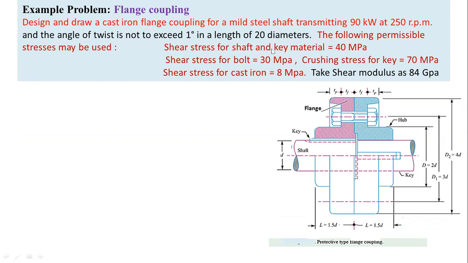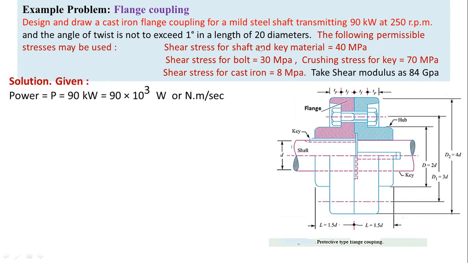Shear stress for the shaft and key material tau equal to 40 megapascal. Shear stress for bolt tau b equal to 30 megapascal. Crushing stress for key, that is sigma c for key material, equal to 70 megapascal. Shear stress for cast iron, that means tau c equal to 8 megapascal. Shear modulus, that means capital C equal to 84 gigapascal.